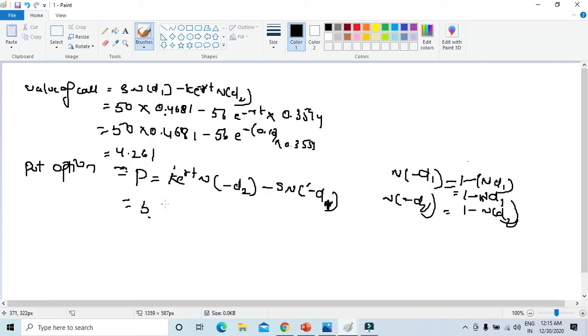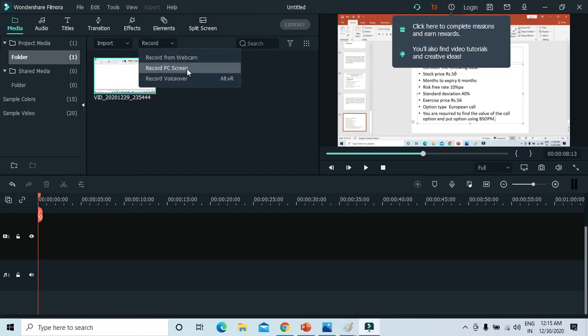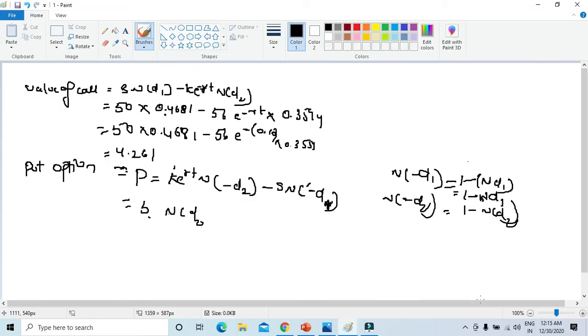so over here you need to substitute, and we need to calculate N(-d1) and N(-d2). N(-d1) is equal to 1 minus 0.4689, just now what I got.